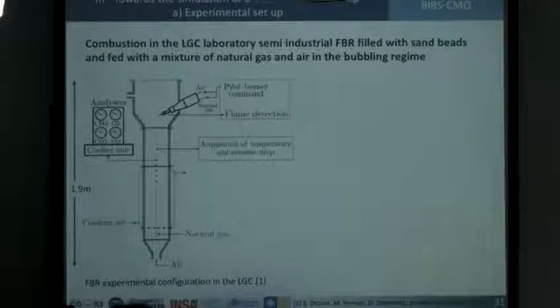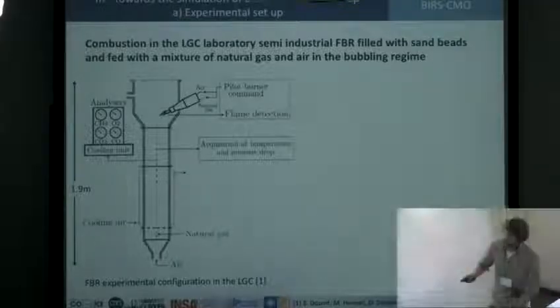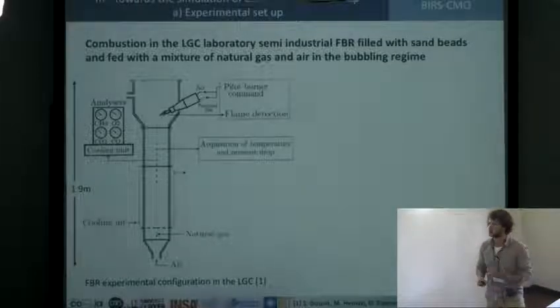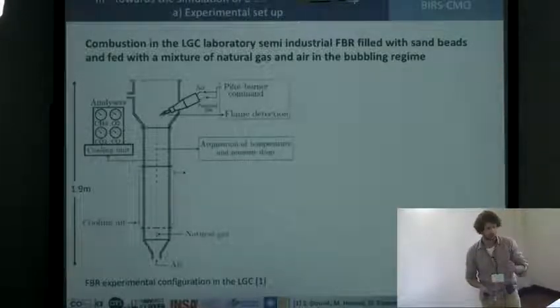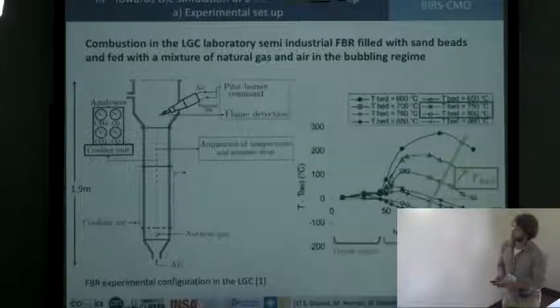So, the final object is this one. This is the reactive fluidized bed, which is experimented in the LGC laboratory in Toulouse in France. It consists of an almost 2 meters high fluidized bed, which is filled with chemically inert sand particles and fed with a mixture of natural gas and air. Here, many sensors are present on the center line of the reactor, and the interesting thing is that there is a cooling air system at the bottom of the reactor that somewhat allowed them to control the global bed temperature at the bottom here. And what they noticed is plotted here.